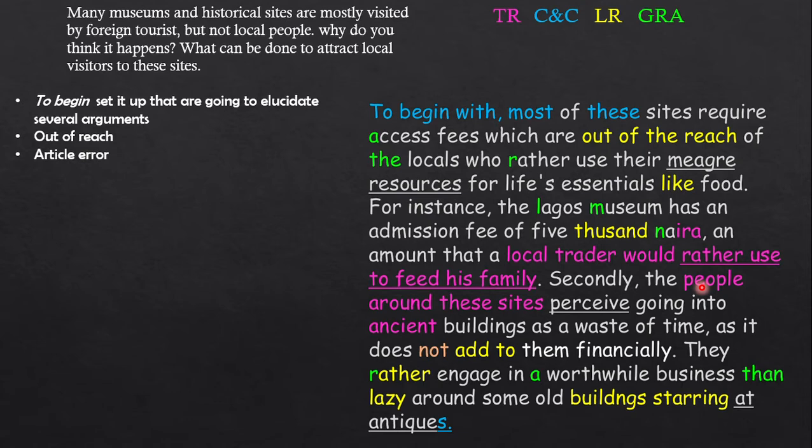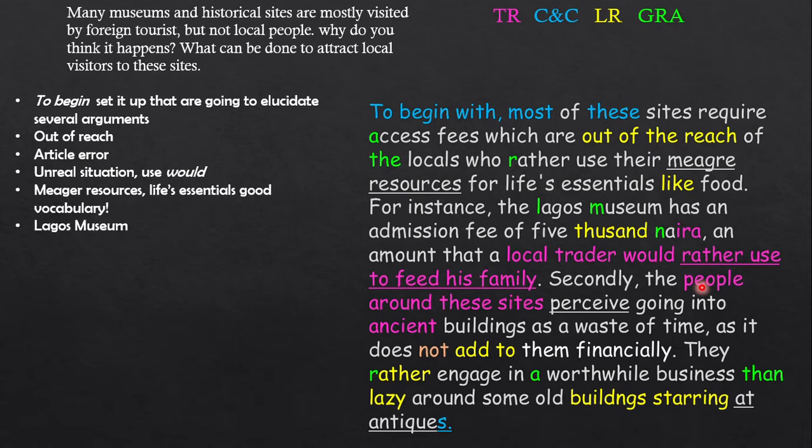"Who would rather." Okay, it's an unreal situation. We're hypothesizing. "Who would rather use their meager resources" - oh, by the way, underline means good. I like it for "life's essentials like food." Oh, absolutely good. Now, some people say you should use "such as food." It's more formal. It's okay. "For instance," use "would." Oh, yes.